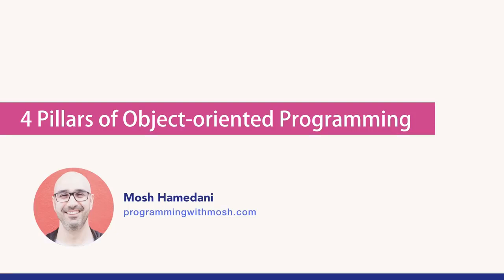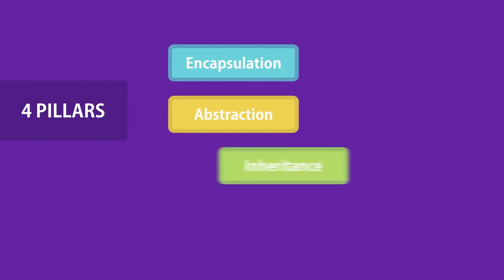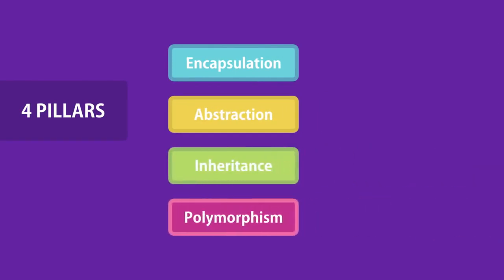A popular interview question concerns the 4 core concepts in object-oriented programming. These concepts are encapsulation, abstraction, inheritance, and polymorphism. Let's look at each of these concepts.